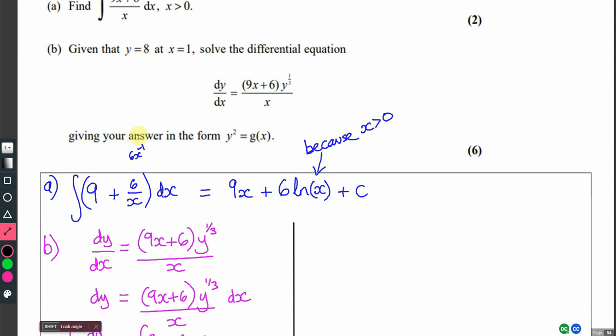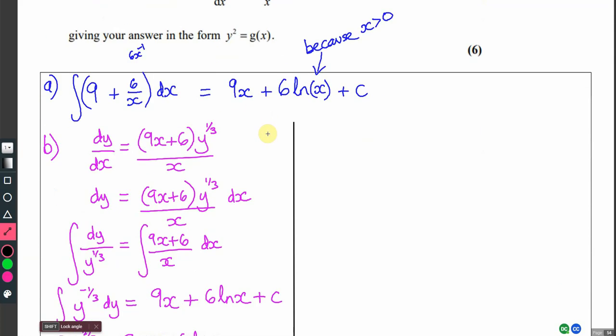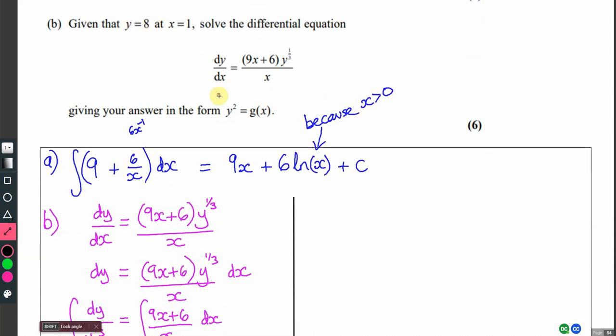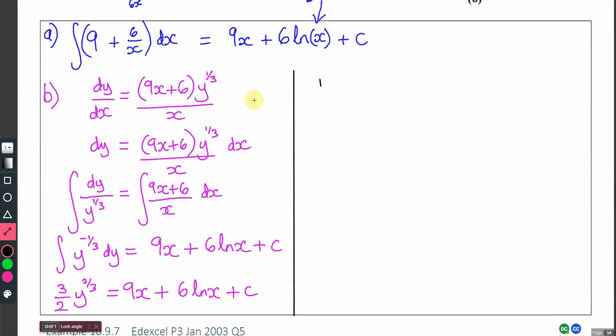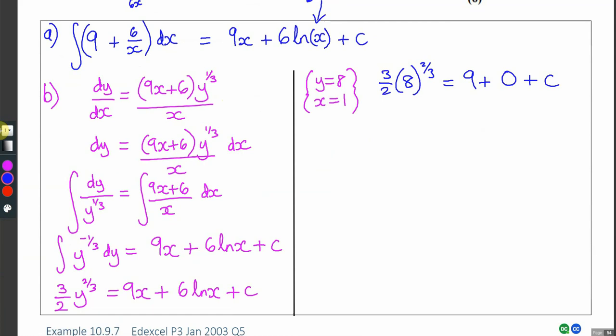Notice this time we have to give our answer in the form y squared equals some function of x. So the boundary conditions: y is 8 at x is 1. Let's substitute those in. On the right hand side I put x is 1, and because log of 1 is 0, I've made that 0 immediately. I sometimes see students writing log 1 on lots of lines of working out, whereas you save yourself a bit of time if, as soon as you see log 1, you replace it with 0.